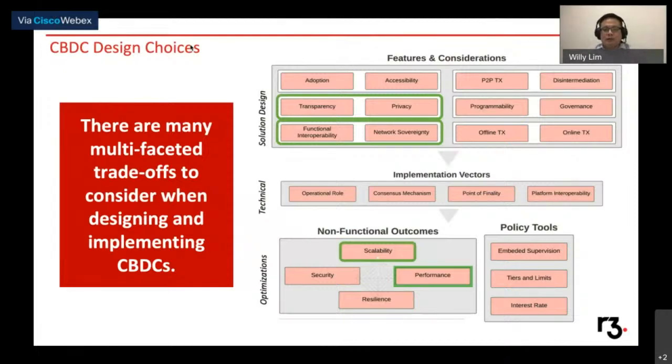Now the last one, I would say, is all embedded with the policy tools as well, like supervision, the tierings and limits, as I mentioned earlier, with a proper design in place so that it will not have a significant disruption to the financial sector. And also, do we really need an interest rate or not?